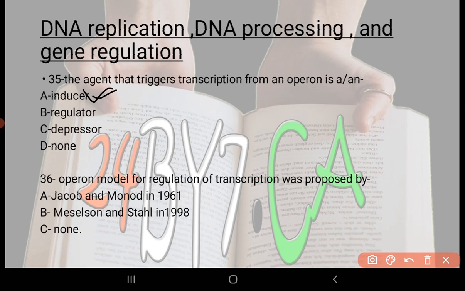Next question. Operon model for regulation of transcription was proposed by A. Jacob and Monod in 1961, B. Michelson and Stahl in 1998, or C. None. So the right answer is option A. Jacob and Monod in 1961.